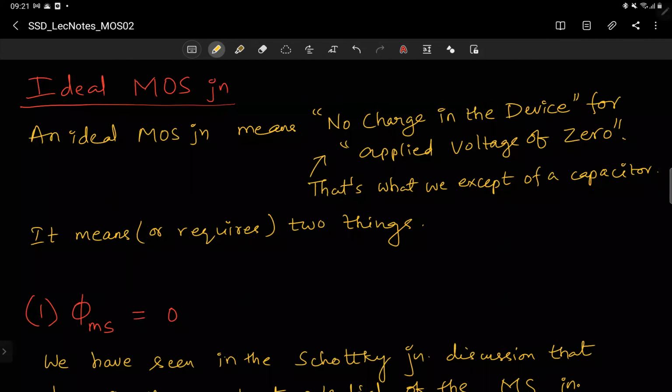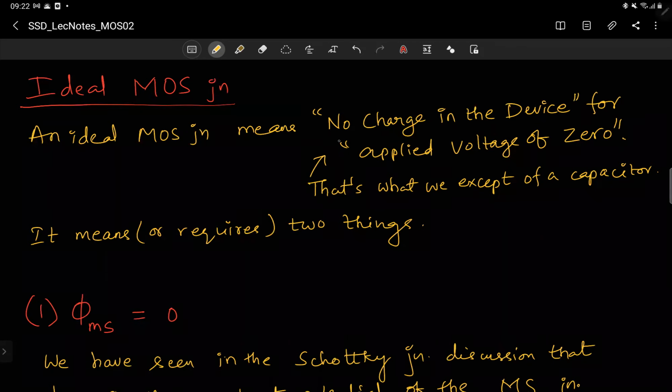So an ideal MOS junction means what? No charge in the device for an applied voltage of 0. That's what we expect of a capacitor, right? If you take a capacitor, you don't want some charge to be there inside. Then if you apply voltage and try to relate voltage and charge inside the device, you cannot say simply Q equal to CV, because there will already be some charge that was there even before, even with zero bias. Then it will be Q equal to CV plus some Q naught. So we don't want such things here.